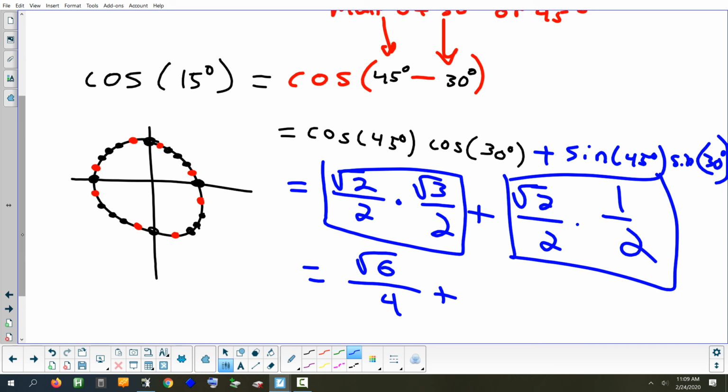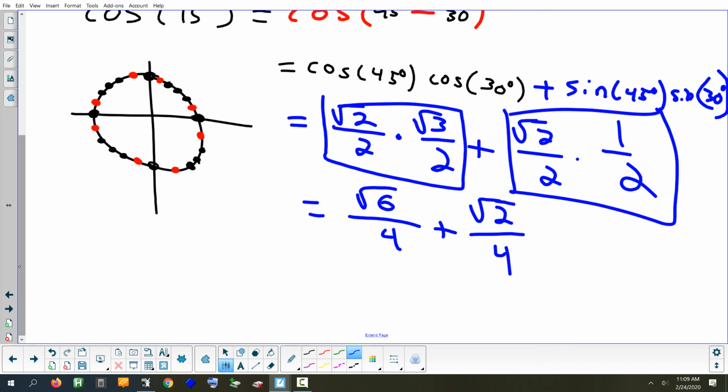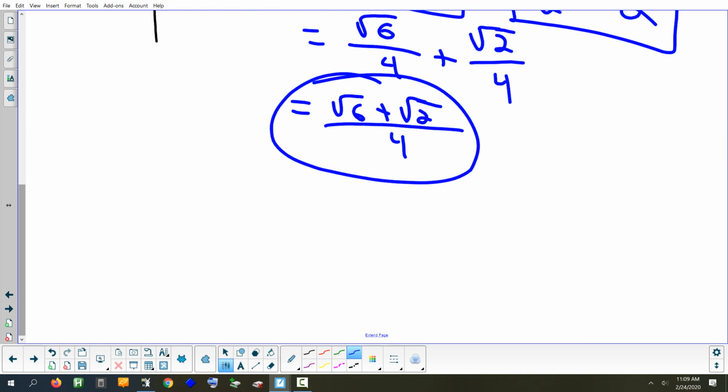Square root of 2 over 2, or 4. Now we have two fractions, but what do you have to have if you want to add fractions together? You've got to have the same denominator. Do we have that here? Yeah, so we're fine. We can just put one big denominator: square root of 6 plus square root of 2 over 4. That's as simple as you can get.